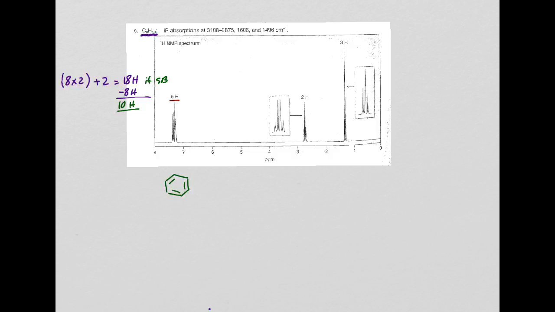The integration is 5 hydrogen. Okay, so if the integration is 5 hydrogen, I have a mono-substituted benzene ring because it's just missing 1 hydrogen. That makes my job easier because then there is no para, ortho, and meta I have to worry about. So I have a mono-substituted benzene ring. Okay.